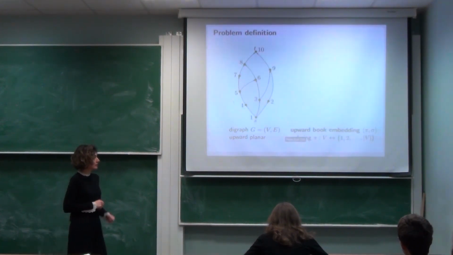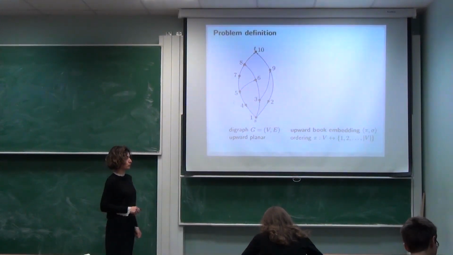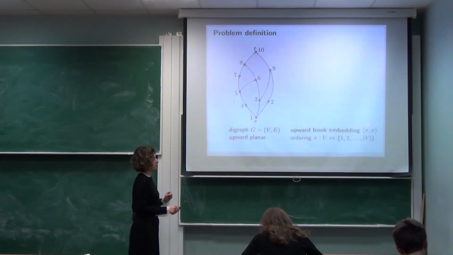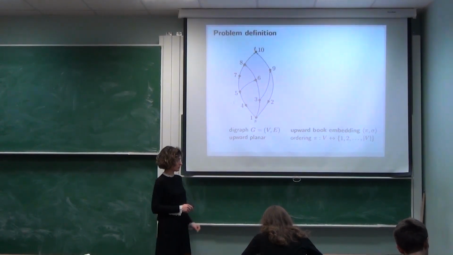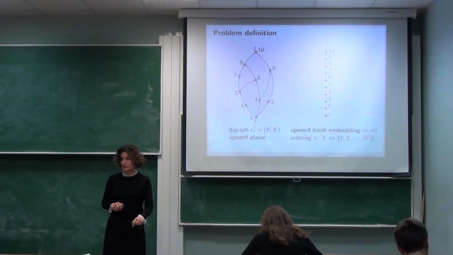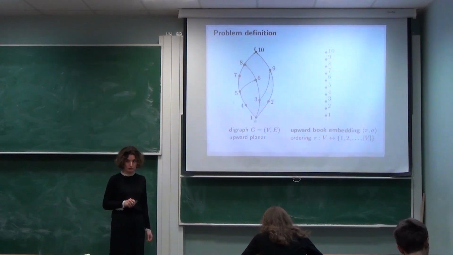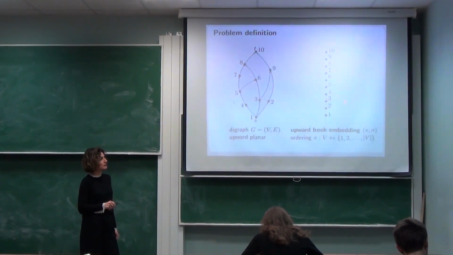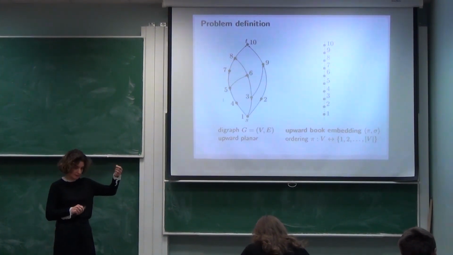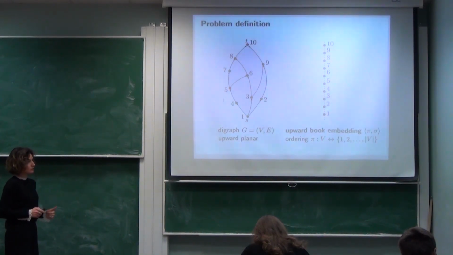So given an upward planar digraph, we want to construct an upward book embedding of it. And what is an upward book embedding? An upward book embedding consists of two items. So the first item is the ordering of the vertices, which we place on a vertical line and call this vertical line a spine. The ordering is such that it is a topological ordering of the directed graph, or more precisely, it is such that every edge has its source numbered with a number smaller than its sink. So every edge also points up along this spine. So this is the first ingredient of an upward book embedding.